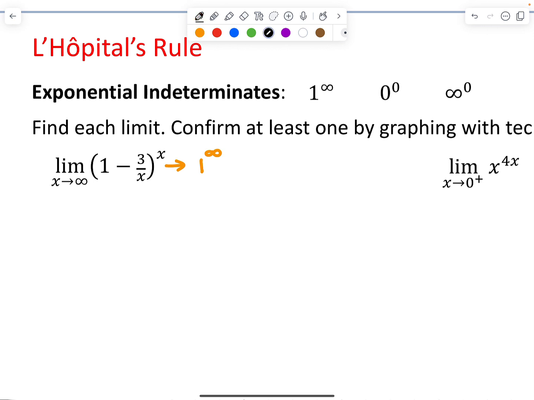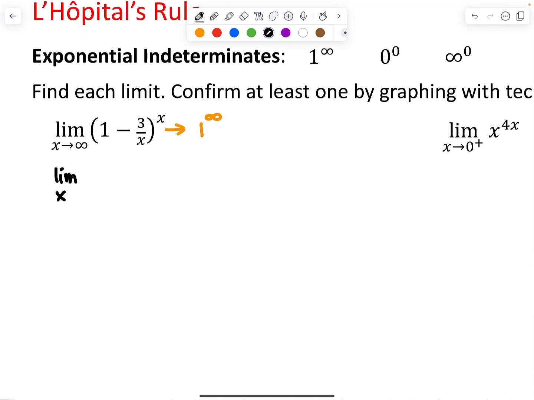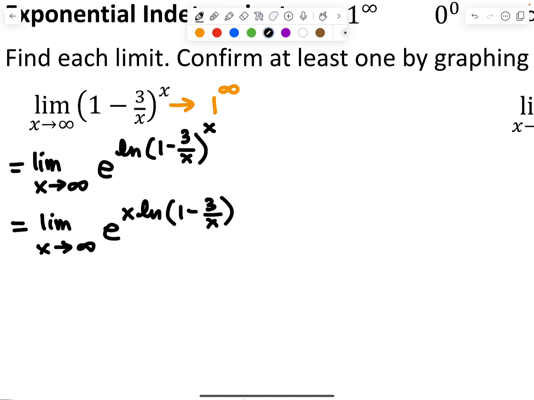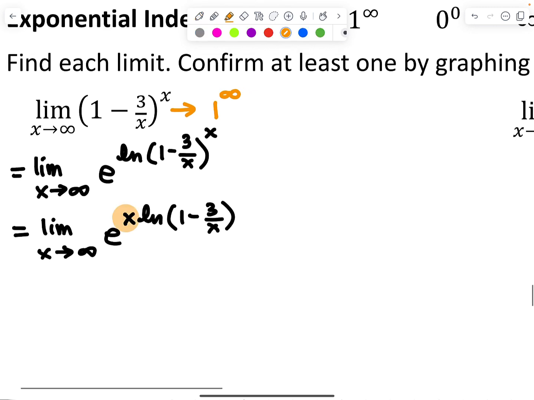Well, the first thing I'm going to do is rewrite this function. So we'll do a limit as x goes to infinity, and I'm going to use the property where I change this to e raised to the natural log of, and then just rewrite the function. Because we have a natural log now, I can use the property where this power can be brought down as a coefficient instead. So we have e to the x natural log of 1 minus 3 over x. And now let's assess what happens as x goes to infinity. This coefficient goes to infinity, this argument approaches 1, and the natural log of 1 is 0. So this is approaching e raised to the infinity times 0.